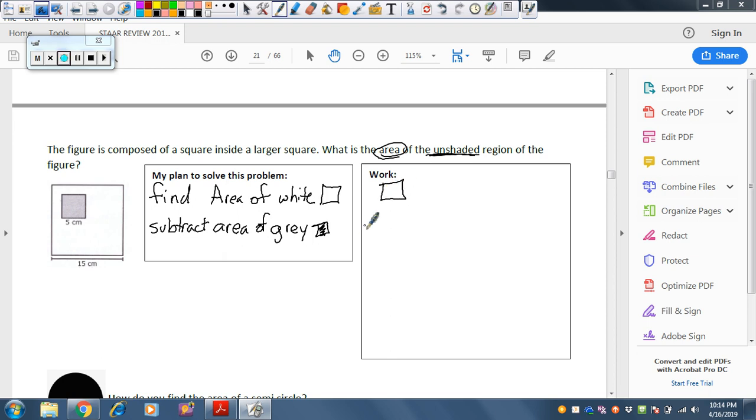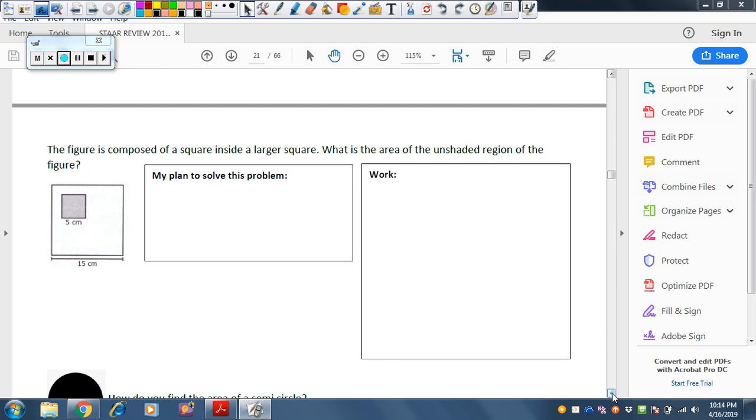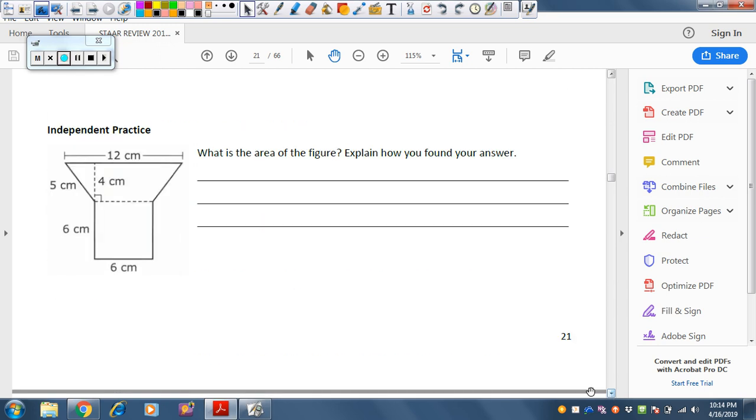So start with the white square, find the area. Then, looking at your gray square, find the area. Then, subtract white square minus gray square. That is your answer. If you are in Mrs. Relaford's class, go ahead and go to the next problem. If you are not, you do what your teacher tells you.